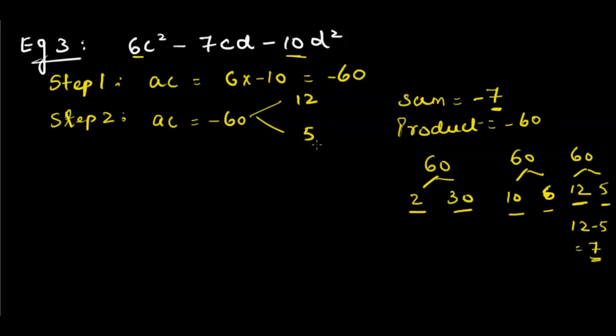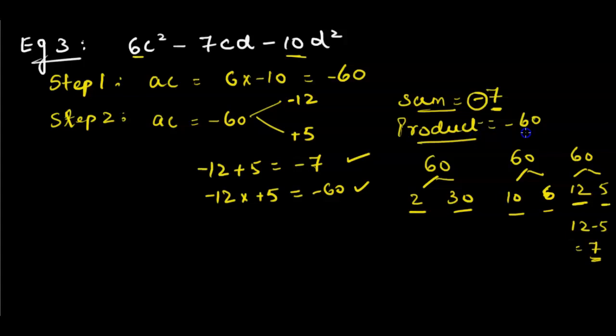Since we have to subtract these two numbers, that means one of the numbers is going to have a negative sign. Now, which number is going to have a negative sign is decided by the sign of the sum. We want a negative sign in the sum value. So, the bigger number will have a negative sign and the smaller number would have a positive sign. Now, just to check if these numbers are correct, negative 12 and positive 5 give us a negative 7, and that's correct for the sum. Negative 12 multiplied by positive 5 gives us a negative 60, and that is correct for the product that we are looking for. So these are the two numbers that we have obtained. Next we have is step number 3.